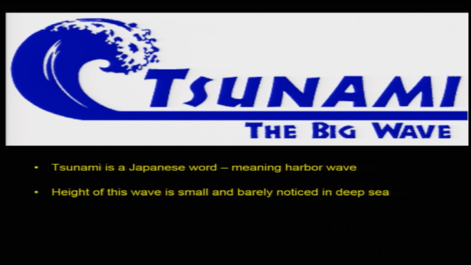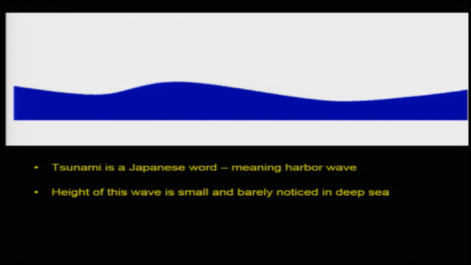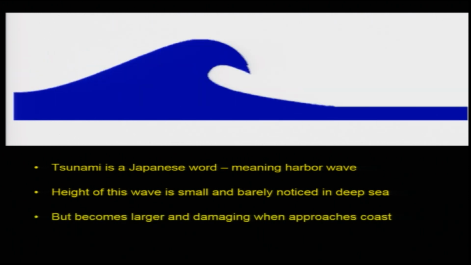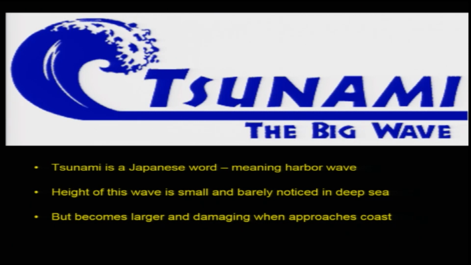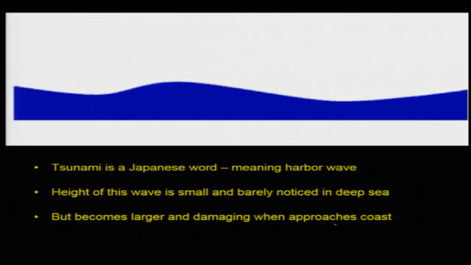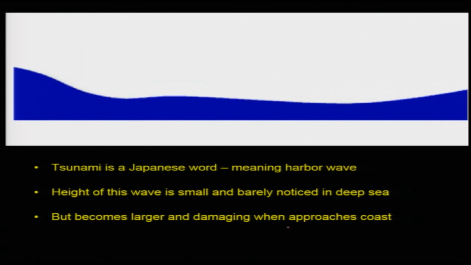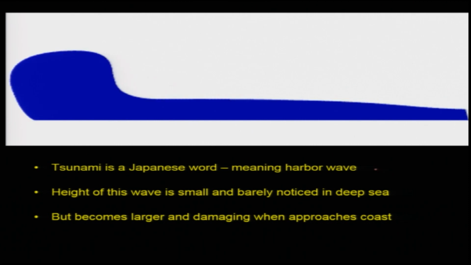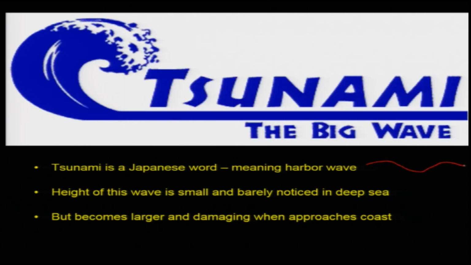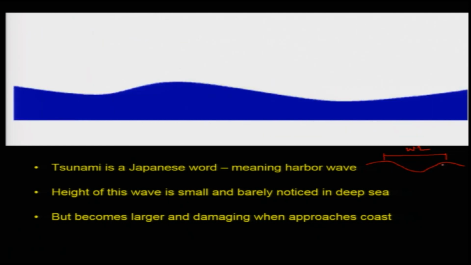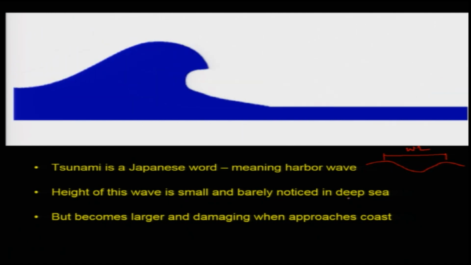The height of these waves is small and barely noticed in the deep ocean, because of their large wavelength, but they become larger and damaging when they approach the coast, because of the stacking when they enter the shallow waters. You will see this one. Please keep in mind what we discussed about the crest and the trough here. We will talk about the wavelength here like this. This wavelength will be extremely large in the ocean, so you won't even be able to notice this.